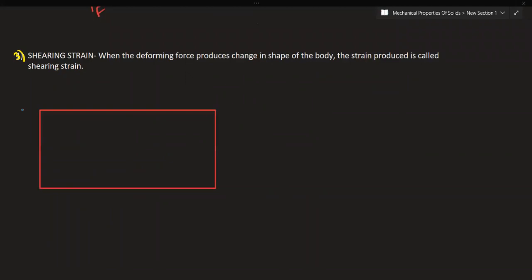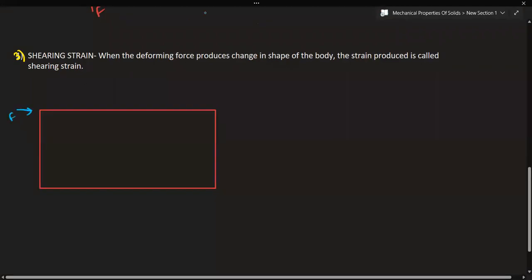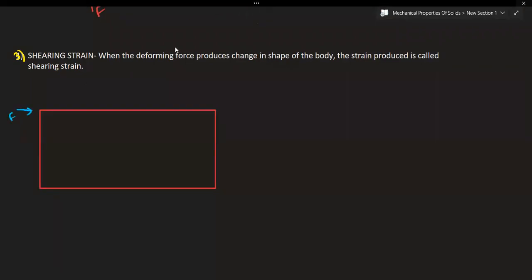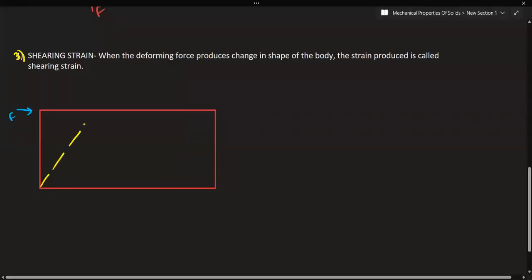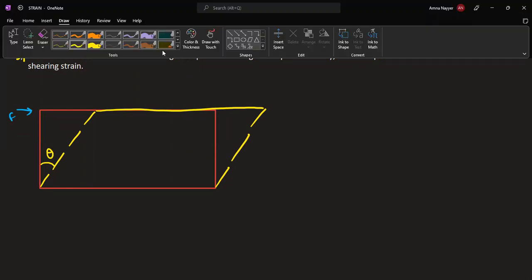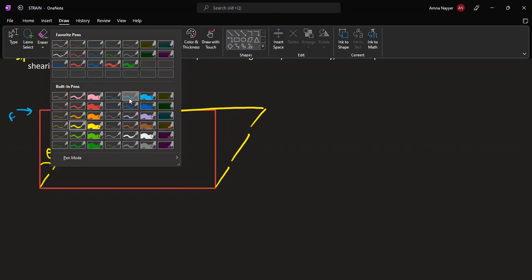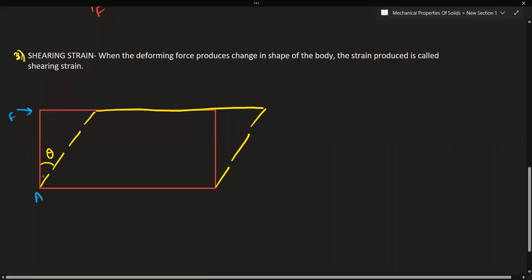See, I have applied a deforming force in this direction. Now again, we have discussed this previously as well, that this would rotate, shift, tilt the object that we have. Now see, let us say this angle is theta. By some theta, it has been shifted. So I am naming this triangle. This triangle we are getting A, B, C.